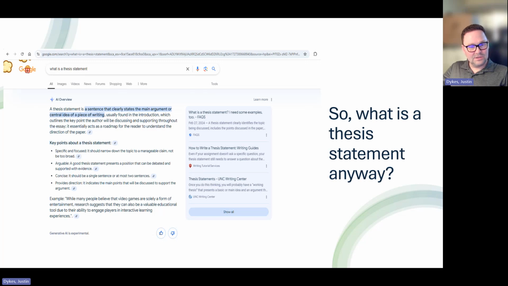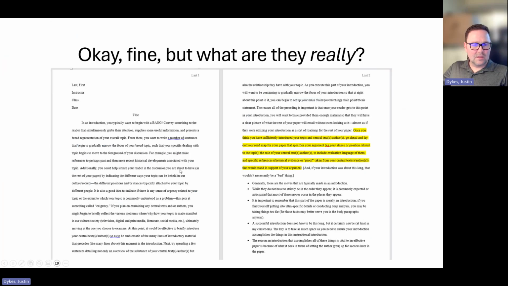Specifically, we can see that a thesis statement is a sentence expressing the main argument or central idea of a paper. It acts like a roadmap or provides direction, outlines key points of discussion and support, is specific and focused, and is arguable. We can see some of your ideas come up in chat here, so that's good. And there are some other things to keep in mind about thesis statements. Here, I just want to briefly remind you of the document we created last class for introductions, and I highlighted the portion for us that we're talking about now.